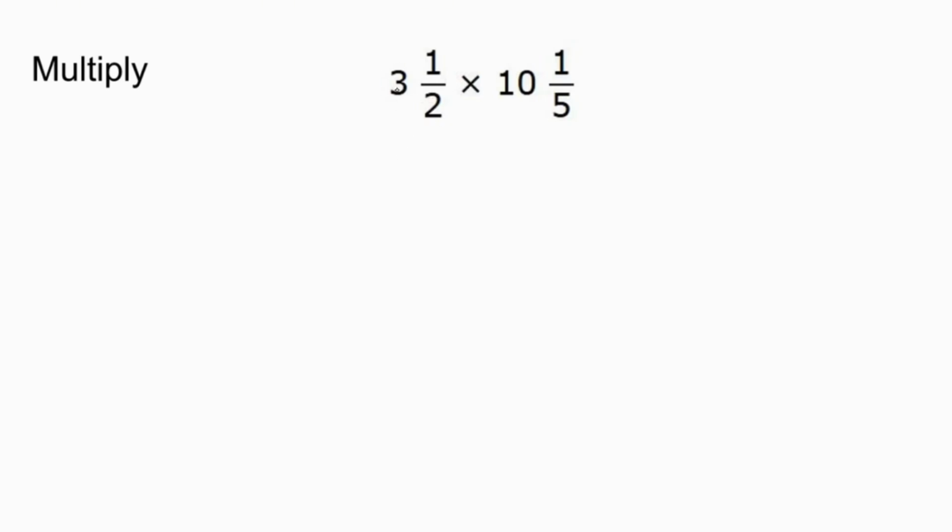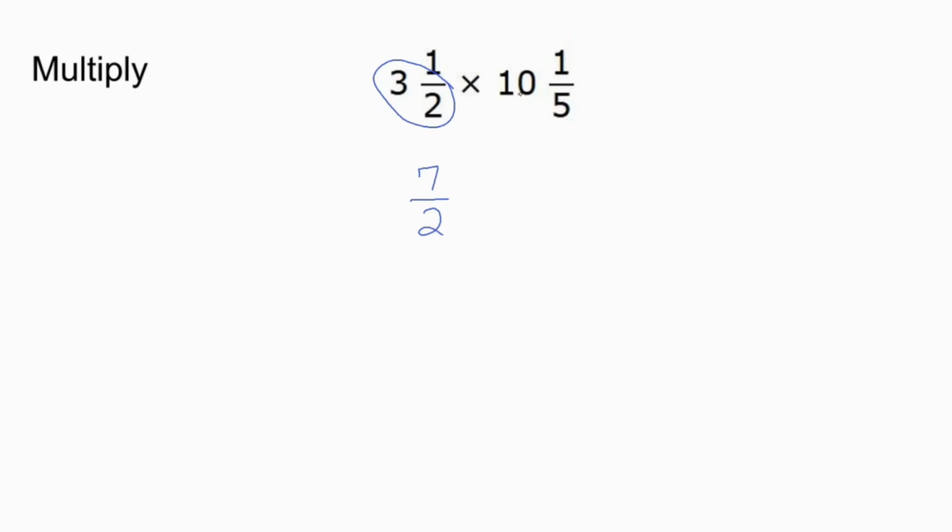Multiply the whole number out in front, the 3, to the denominator, which is 2. 3 times 2 is 6. Take that 6 and add it to the numerator. 6 plus 1 is 7. Keep your old denominator of 2, and now 3 and 1/2 becomes 7 over 2.